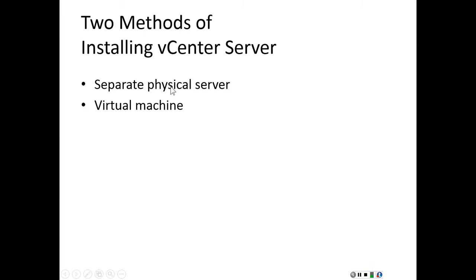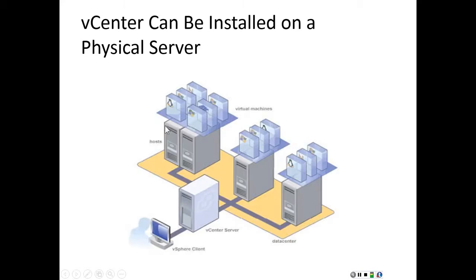It can be installed on a separate physical server, or it can be installed on a virtual machine. Now, if you look at this diagram here, you can see that vCenter Server is installed on a physical server. Here is you, the administrator, at your workstation. Here are the many ESXi hosts that you need to manage, and here is vCenter Server. You, the administrator, log onto vCenter Server, which is running on a separate box, which then allows you to manage all the ESXi hosts, and that's one way to go.